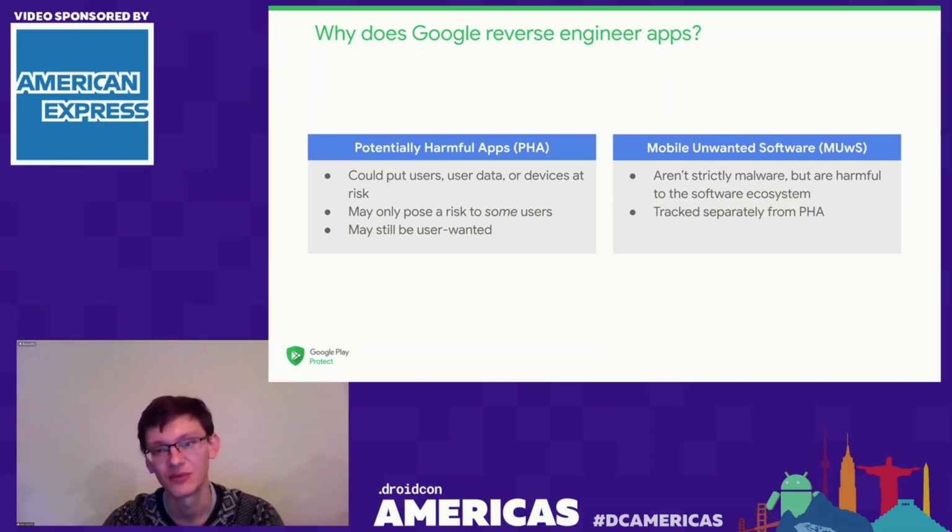Our other category is mobile unwanted software, which may not strictly be considered malware, but might still be harmful to the user or the ecosystem or other companies. Some examples of this are things that steal personal information that's not sensitive enough to be considered spyware. For example, we might flag something as mobile unwanted software if it's taking your phone number, but we would flag it as PHA if it's taking the contents of your text messages. And we actually track these separately.